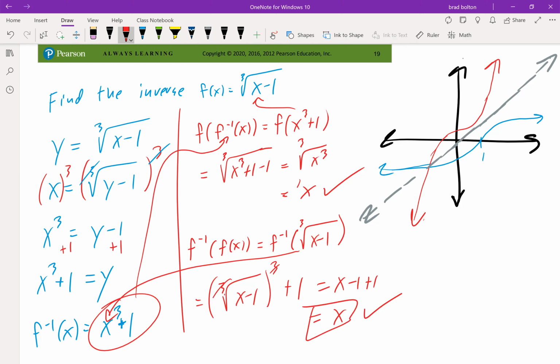Check. Remember, if you get x at the end when you do a composition of functions, that means that they were in fact inverses. So hopefully this helps you guys out with the homework.